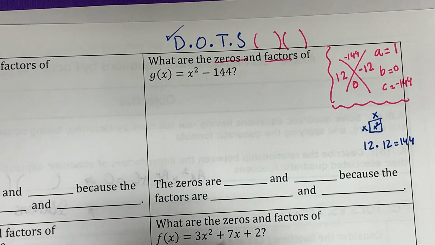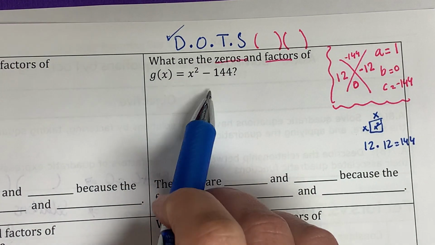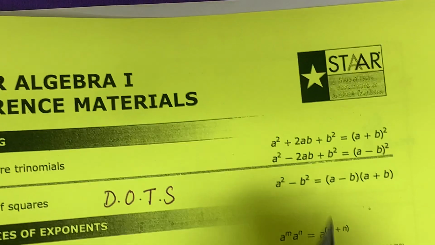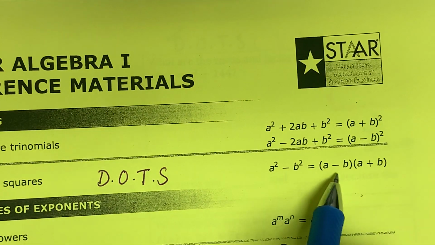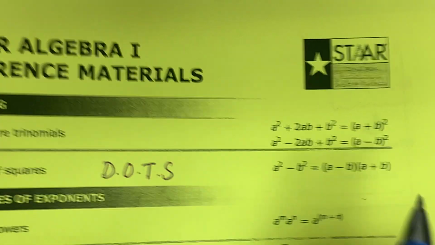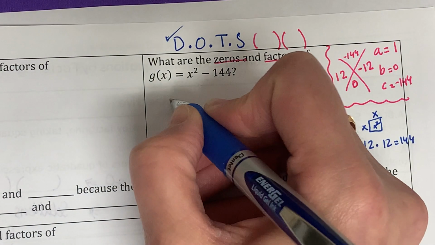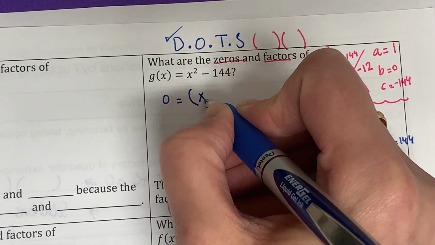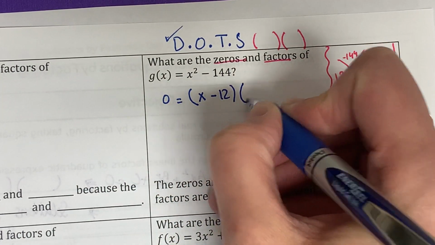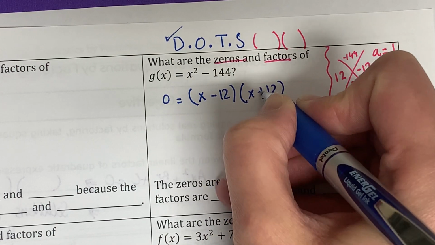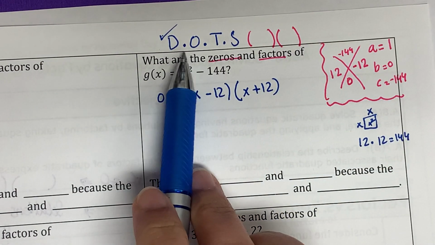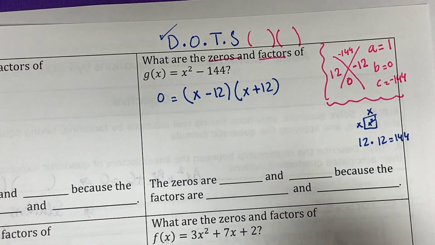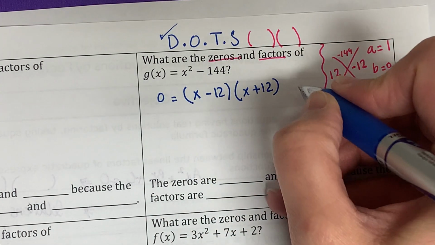So both of these are perfect squares, so I actually can use the formula a squared minus b squared, and I can write it as a minus b, a plus b. So the factors would be x minus 12 and x plus 12. So this question can be done either using the DOTS method or the X puzzle. Your answer is going to stay the same. So these are my factors.